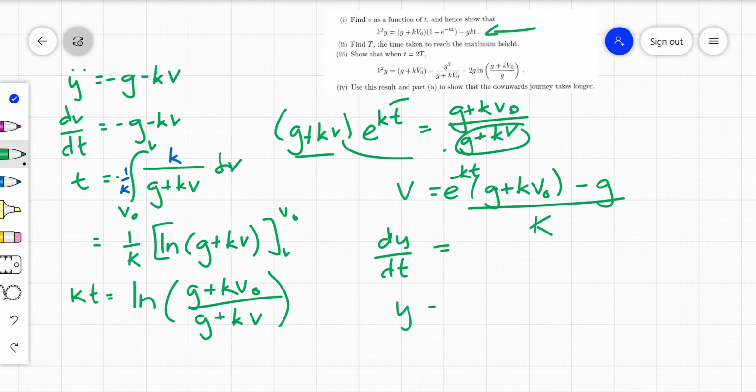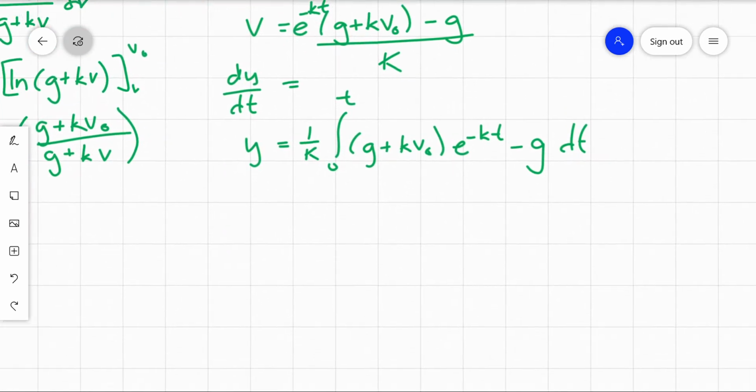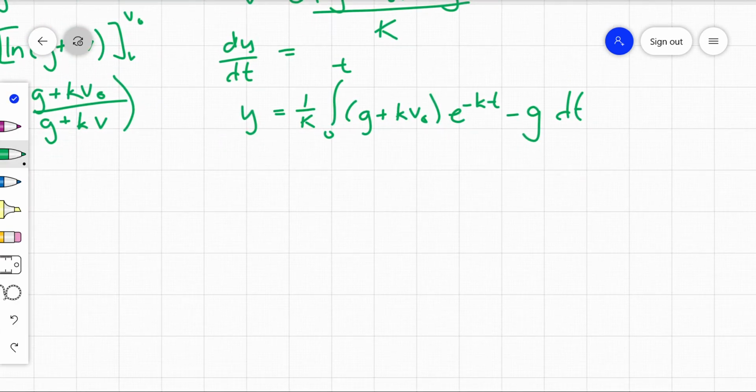So if I integrate between 0 and y, some displacement y, I'm integrating with respect to t between 0 and t, and I've got, all right, so I'm going to put this here first, so g plus k v naught e to the minus kt minus g to t. Okay, just go up here. So we've got 1 on k.